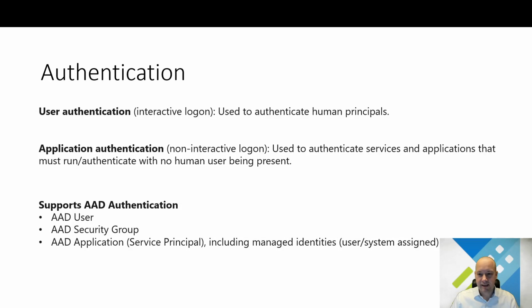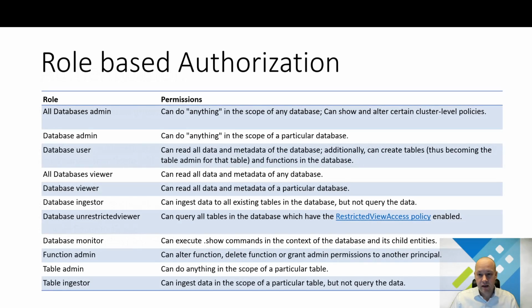Now let's talk about authorization. We implemented a role-based authorization model, which means that we have several roles, a couple of them for admins, a couple of them for users, viewers, ingestors. Just take a look at one example. We have a database viewer role here, which can read all data and metadata of a particular database, whereas on the other side we have another role, called database ingestor, which can ingest data into all existing tables in a database, but not query the data. The database user can do both things and additional stuff as well.